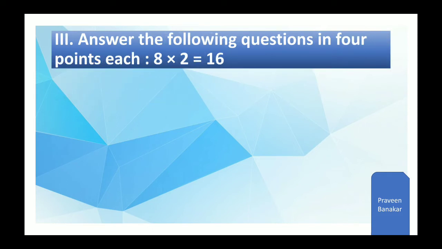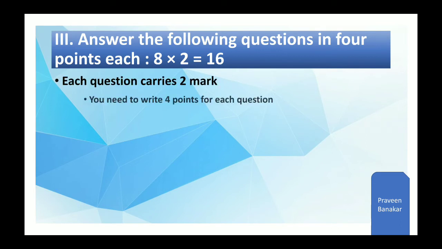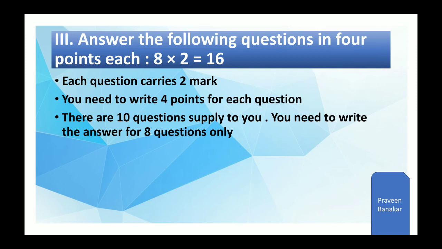Next main, third main, answer the following questions in 4 points each. So in this particular section, each question carries 2 marks. You need to write 4 points for each question. There are 10 questions supplied to you. You need to write the answer for 8 questions.